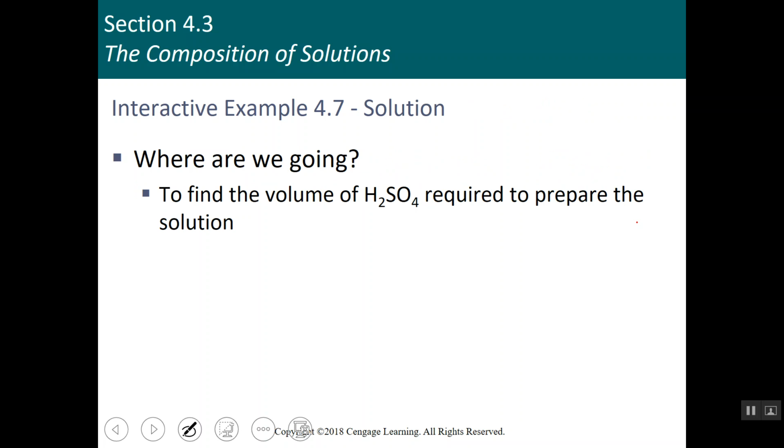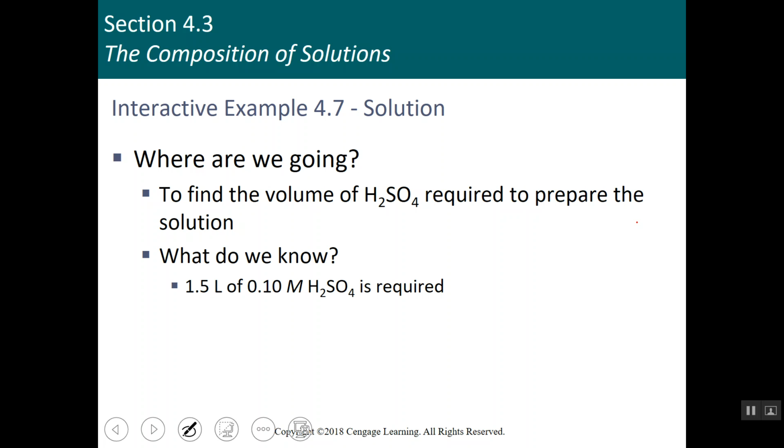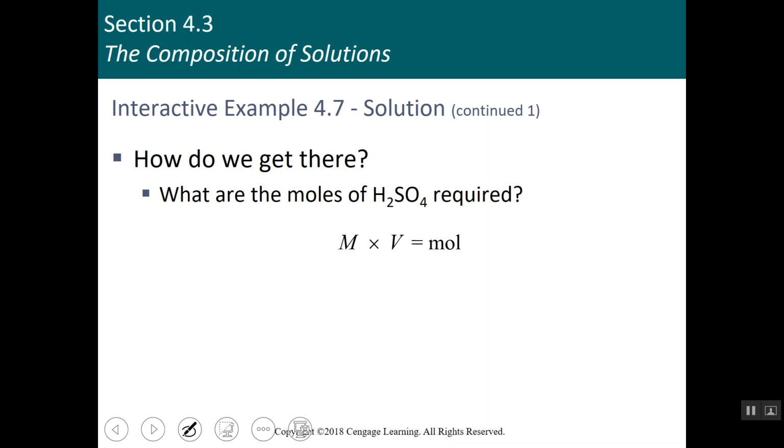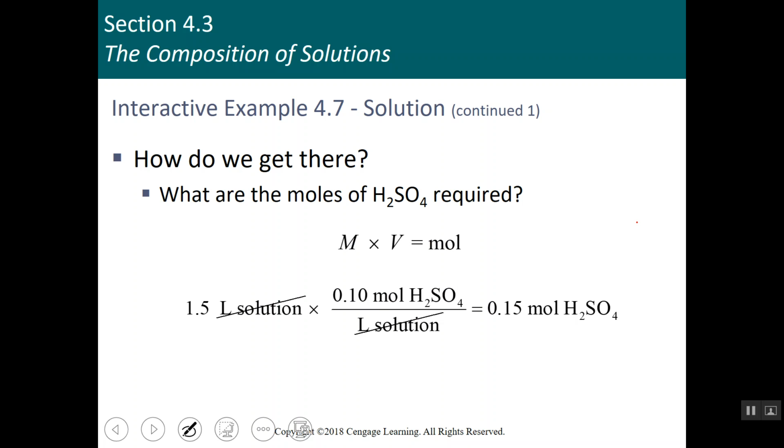First, we need to find the volume of sulfuric acid required to prepare the solution. We know that we need 1.5 liters of 0.1 molar solution. We know that our standard, or our primary solution, is 16 molar. So we only need to know the moles of sulfuric acid in the required solution. So we want to make a 0.1 molar solution. We need 1.5 liters, so we need 0.15 moles.